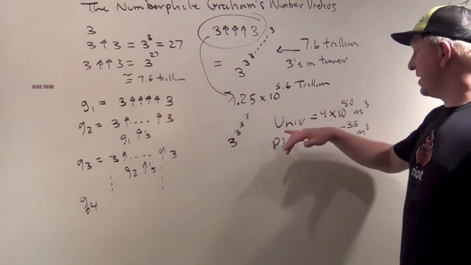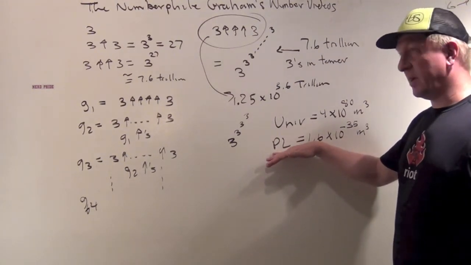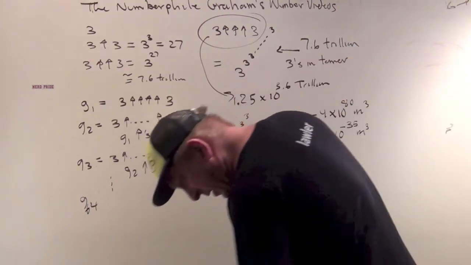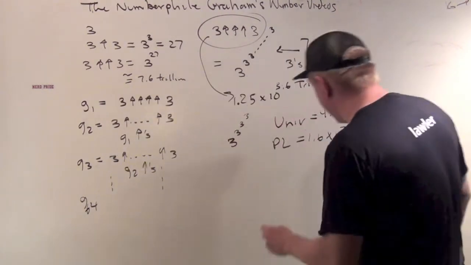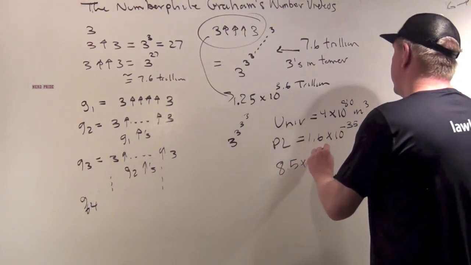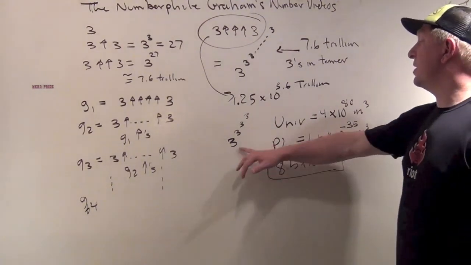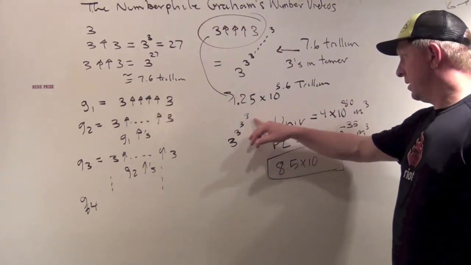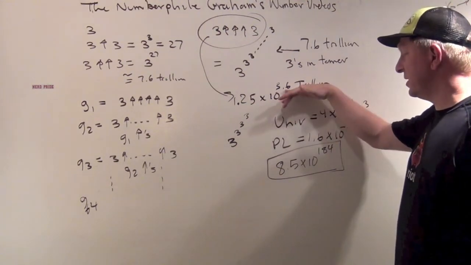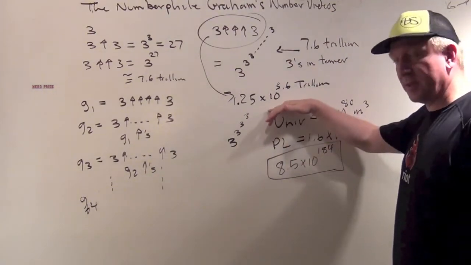If I take the size of the universe and divide by the Planck cube, I get something like 8.5 times 10 to the 184. That's how many Planck volumes I have. Now you can see with 3 to the 3 to the 3 to the 3, which is 1.25 times 10 to the 3.6 trillion, I've got 3.6 trillion digits. So here I've got enough room in the universe to write this number down.